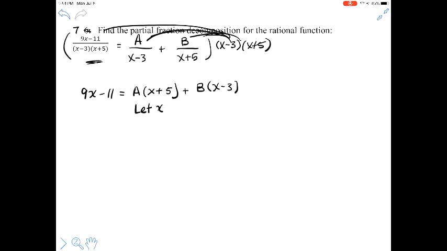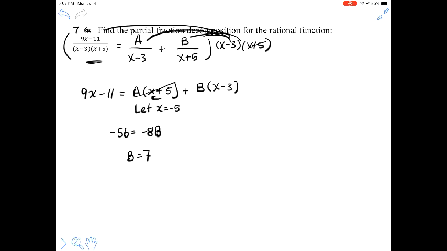What I mean is, since we're not solving for x, we can actually assign x a particular value. So if I let x equal -5, for example, and I plug that in there, -5 plus 5, 0. 0 times a is 0. So that part of the equation actually cancels, allowing me to solve for b. So if I plug in a -5 here for x, I'm going to get -45 minus 11. That's -56. And if I plug in a -5 there, I'm going to get -8b. And then divide by -8, and I get b equals 7.